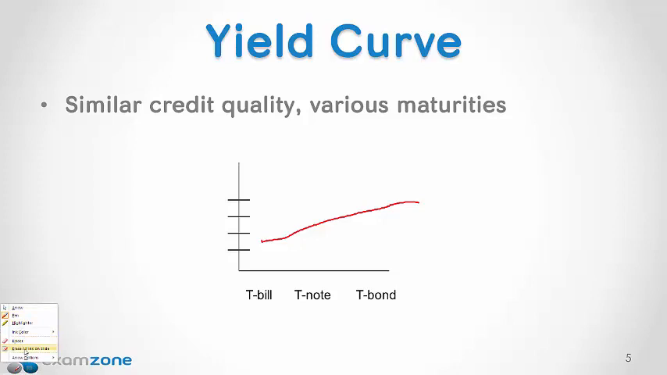Sometimes we see an inverted yield curve. For some reason, we're getting higher yields on the short-term securities. Usually a temporary situation, usually happens after the Federal Reserve Board has been raising interest rates dramatically for a long time, but they're about to stop doing that.